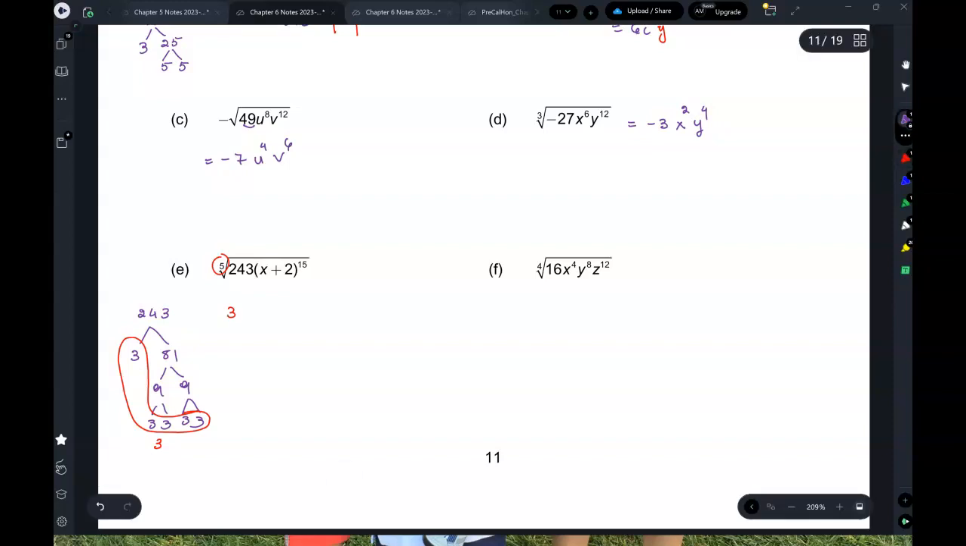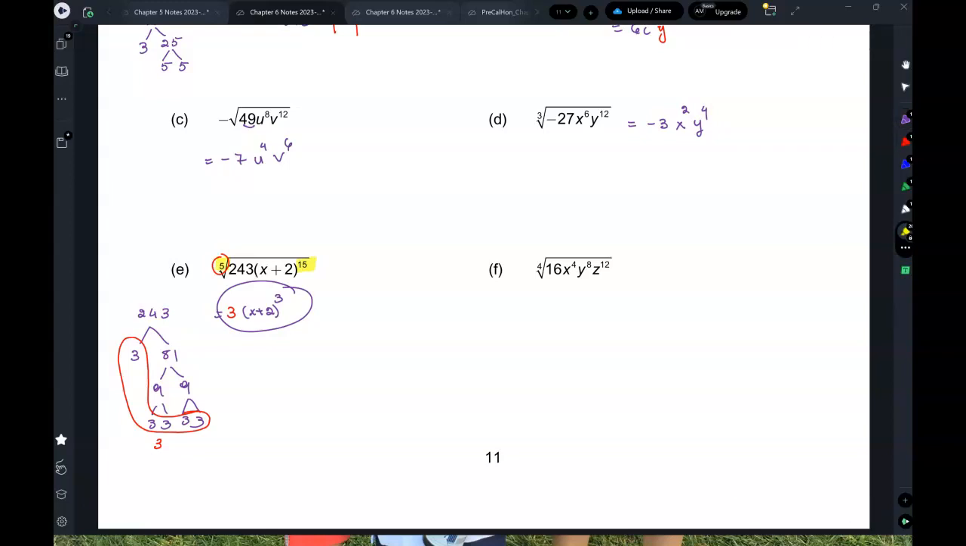And then what about the x plus 2 to the 15? X plus 2 to the power of 3. Okay? This exponent divided by the 5. 15 divided by 5 is 3. Because it's a fifth root. So you have all those threes. Each group of 5, you have to group them by 5. Each group of 5 comes out as a single 3.